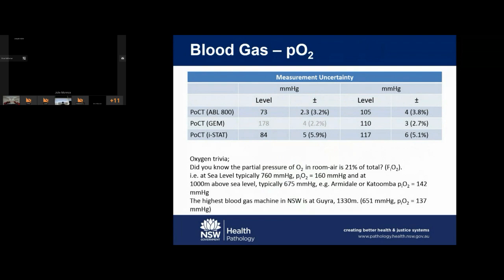Some more trivia. Symptoms of altitude sickness for most people begin about 2,500 metres above sea level. Mount Kosciuszko is only 2,228 metres, so we're not going to see any altitude sickness while we're in Australia. Base Camp Everest is 5,380 metres, and the PO2 is approximately half of that at sea level, so about 83 millimetres of mercury for the inspired oxygen partial pressure. So not a place you can go and visit on a day trip.